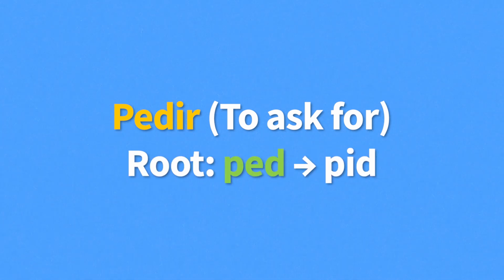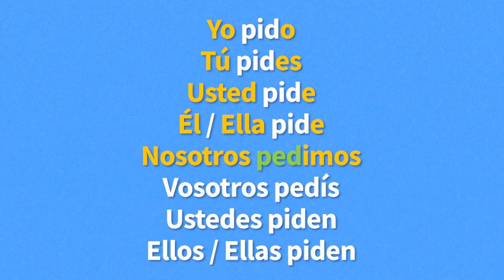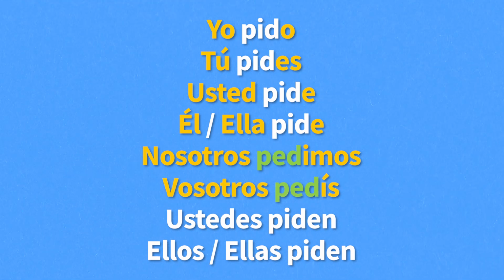Then we have pedir, meaning to ask for, which, being irregular as well, also has a stem change from ped to pid. Yo pido, tú pides, usted pide, él, ella pide, nosotros pedimos, vosotros pedís, ustedes piden, ellos, ellas piden.